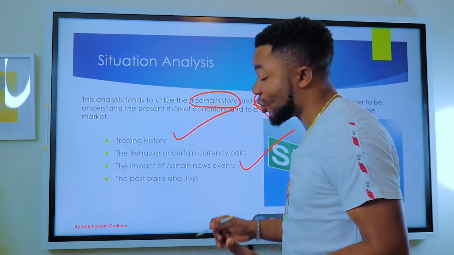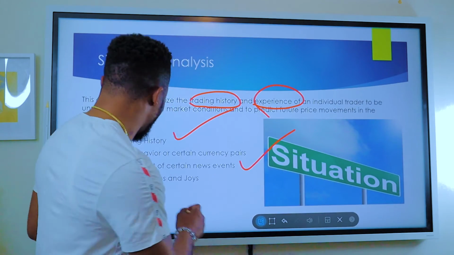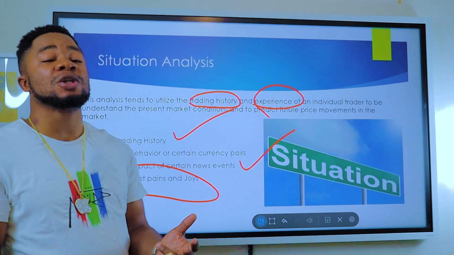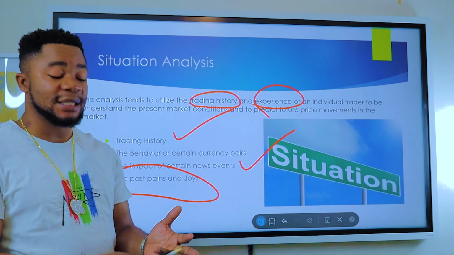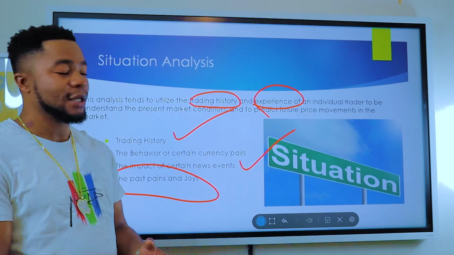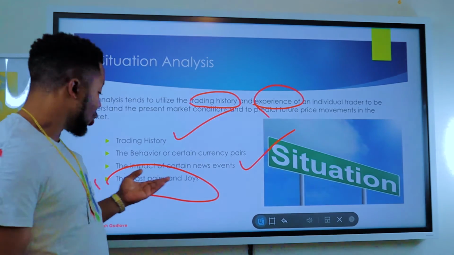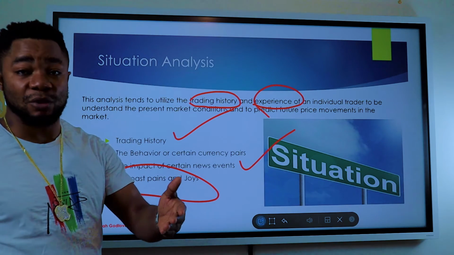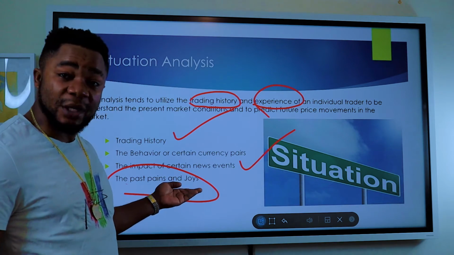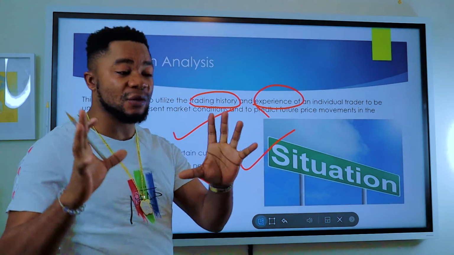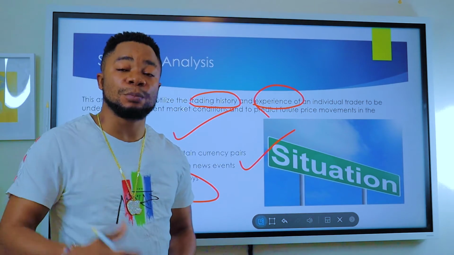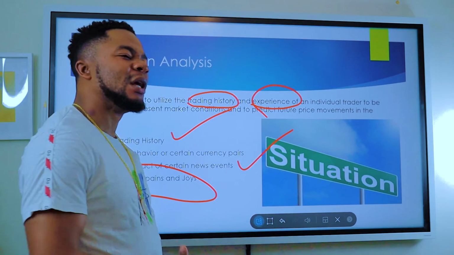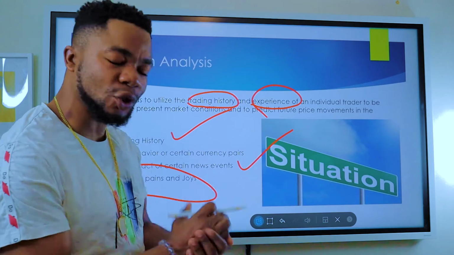Then past pains and joys. This is very important. That's why I say the past pain and joy. The past pain and joy is the same as saying you are analyzing your past losers and your past winners. All right. That is why I call it the past pains and joys, because it is through your past pains that you'll be able to learn more lessons that will help you make more profitable trades. It is through your past joys, your past winners, that will give you that edge to learn more strategies that will keep you profitable. All right. So that is that about situational analysis. You see how situational analysis is so important.